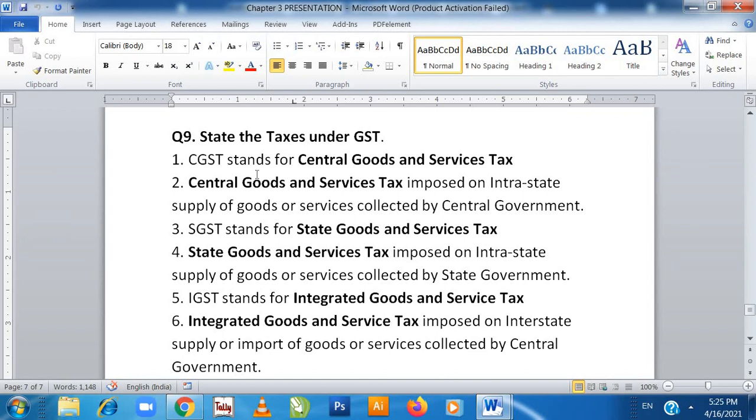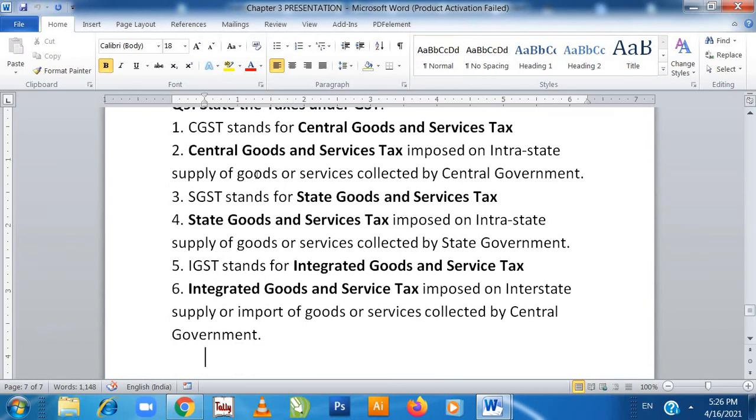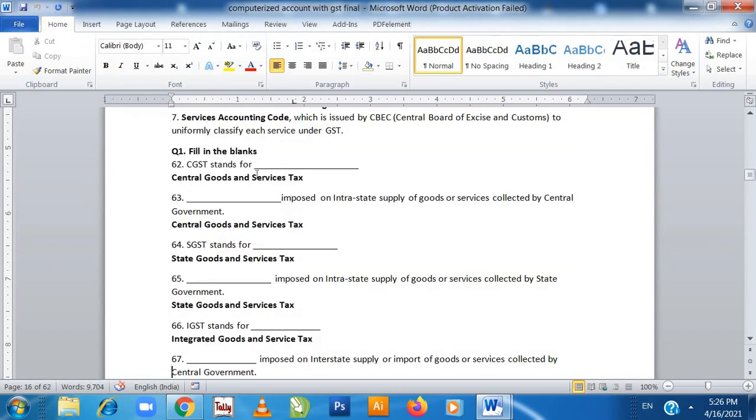the state. Now SGST stands for State Goods and Service Tax. This is also imposed on the intra-state, from the same state, supply of goods or service collected by the state government. Now IGST stands for Integrated Goods and Service Tax, that is imposed on interstate, that means from one state to another state, supply or import of goods or service collected by the central government. So CGST is collected by the central government, SGST will be collected by the state government, and IGST will be collected by the central government.